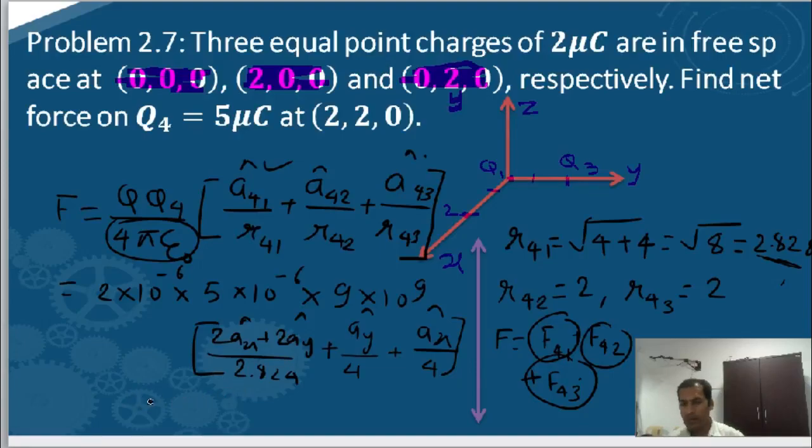So you practice this calculation on a calculator. I will write the answer here. So the net force due to all these three charges on Q4 will be equal to 30.45 ax plus ay newtons. So there is the answer for this example.